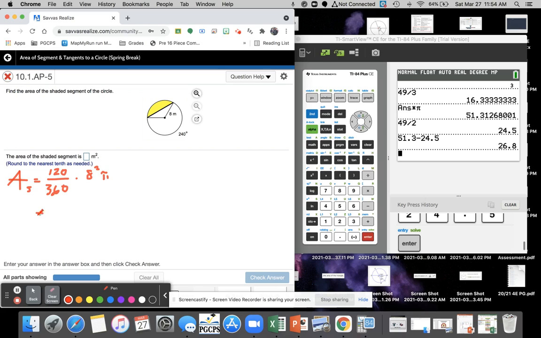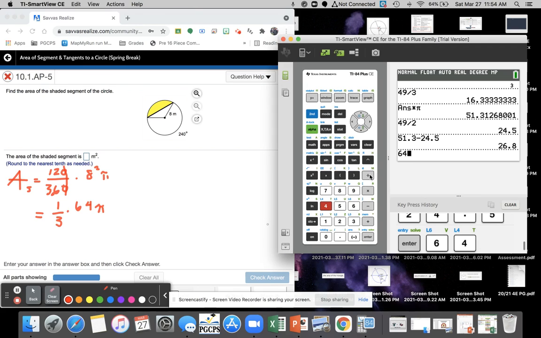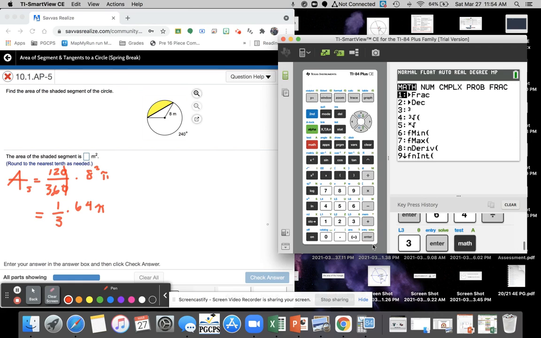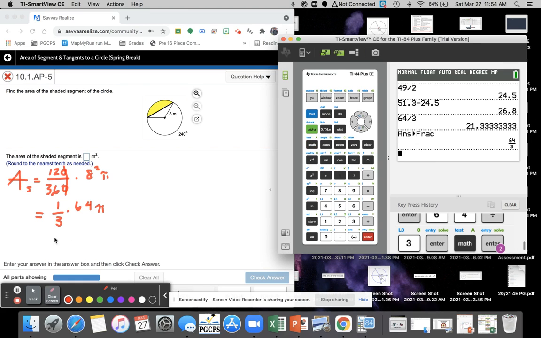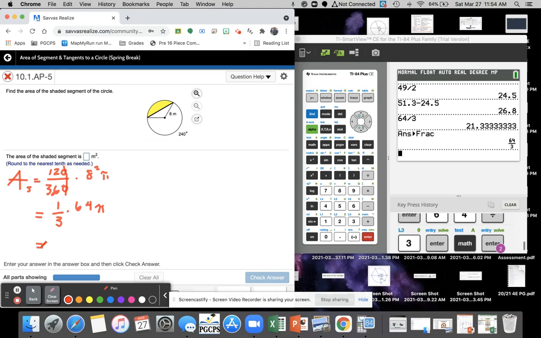So we understand that 120 over 360, 12 goes into 36 three times. As we cancel our zeros, this is 1 over 3 times 64 pi. Just to clarify, we want to do 64 divided by 3 to make sure it doesn't simplify into something smaller. All right, so it doesn't. So that is our simplified fraction for the area of the sector.